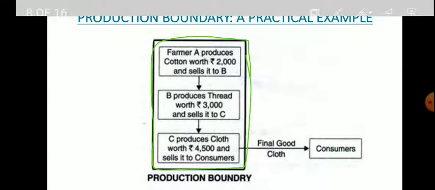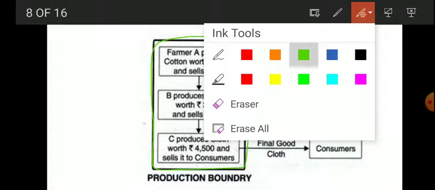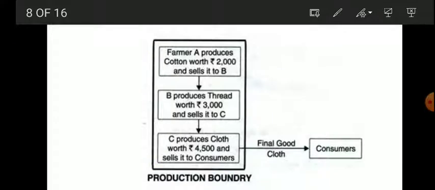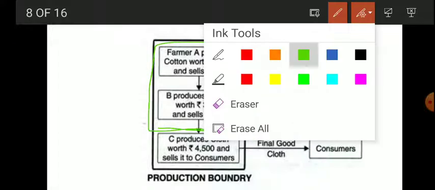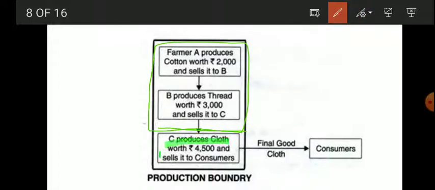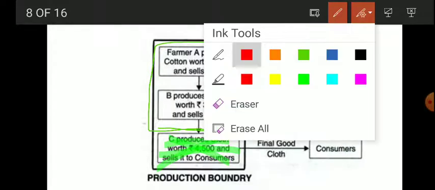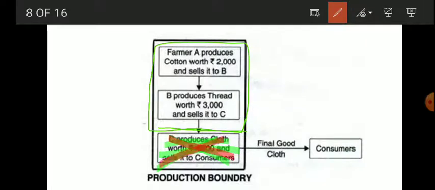Now let me erase this and draw another production boundary. Suppose this is your production boundary and here this C is not there. Let me annotate with the red color, then it will be clearer. Suppose there is no producer C or anybody like that. Now your production boundary is this red line. Why?